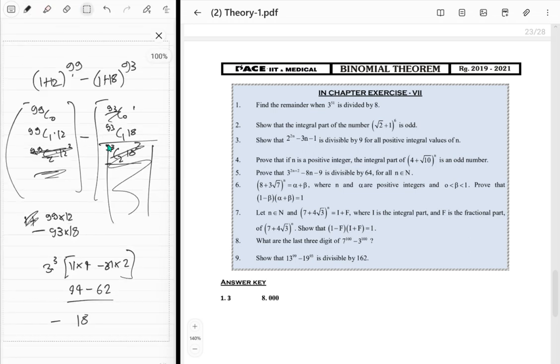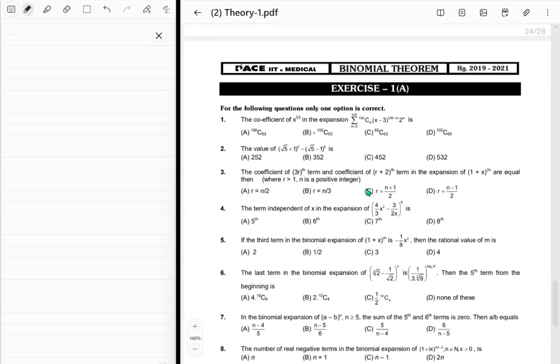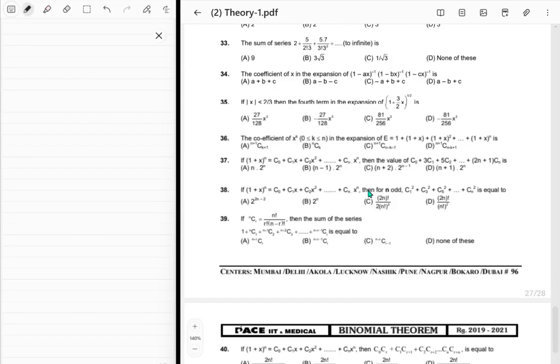So you proved that this whole thing is also a multiple of 3 power 4, and also it's even. That means it's a multiple of 162 basically. So 9th is done, huh? Yeah. So 7th done. You can finally start 1A now.